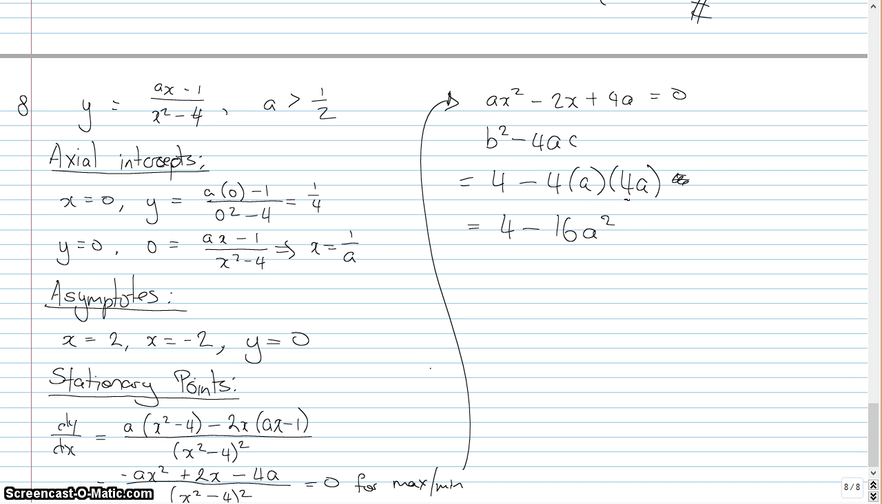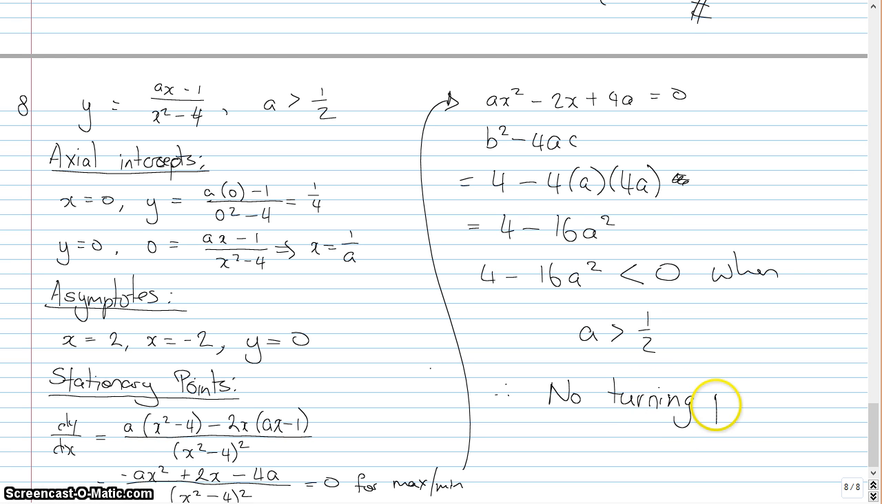Now, 4 minus 16a squared is strictly less than 0 when a is bigger than a half. So because we know that a is bigger than a half, this a squared must be bigger than a quarter. And if this is bigger than a quarter, then 16 times a squared is going to be bigger than 4. So this whole thing is going to be negative. So we see, therefore, no turning points.